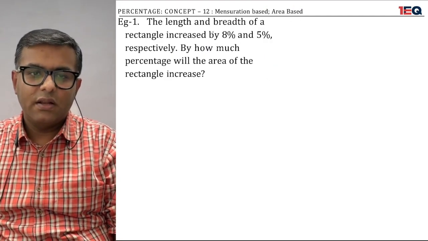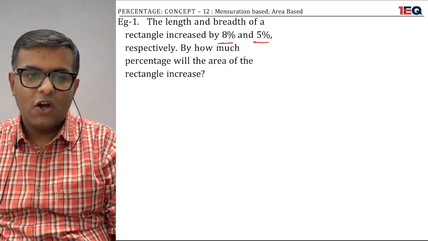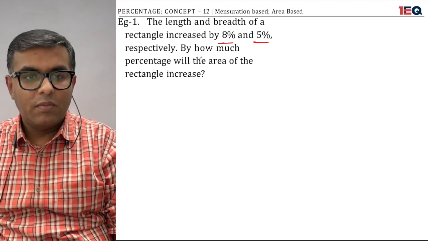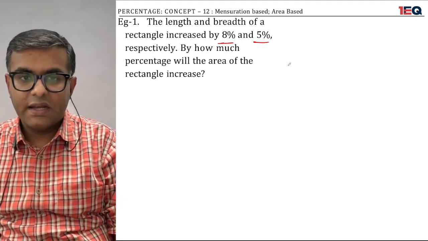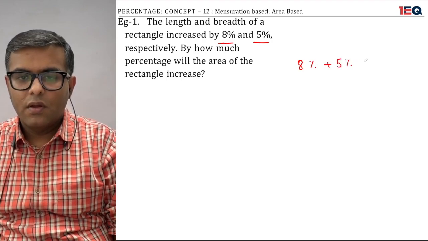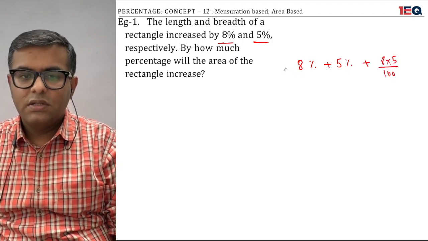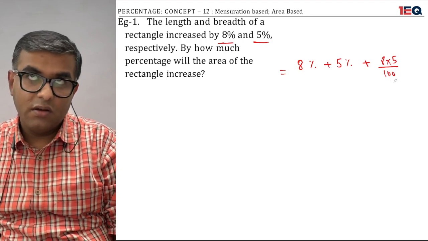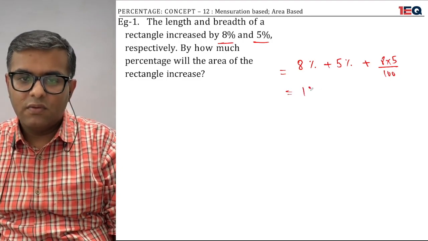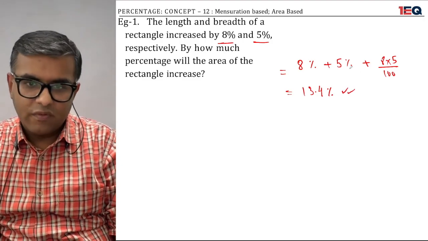The length and breadth of a rectangle are increased by 8% and 5% respectively. By how much percentage will the area of the rectangle increase? I'm going to use the basic formula over here. So 8% plus 5% plus 8 multiplied by 5 upon 100. That gives me 13 plus 40 upon 100, which is 0.4. The answer would be 13.4%. Okay, good enough? Understood? Moving on.